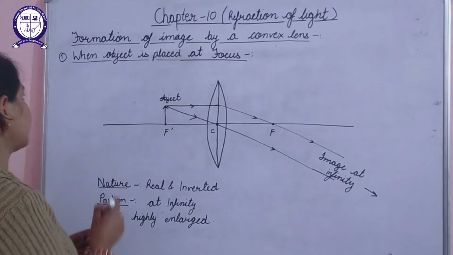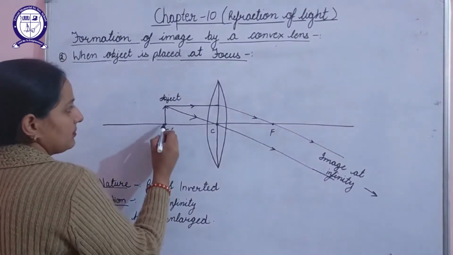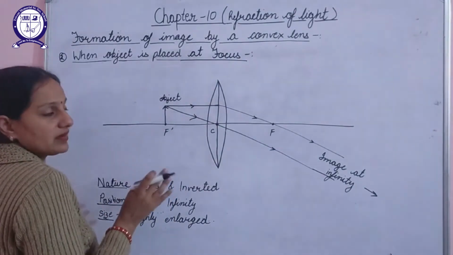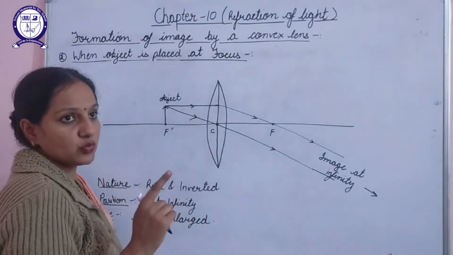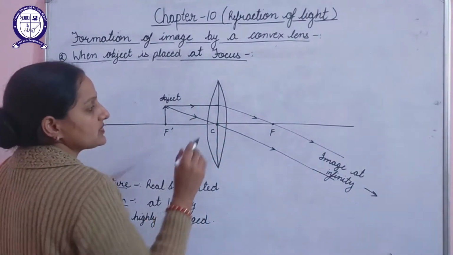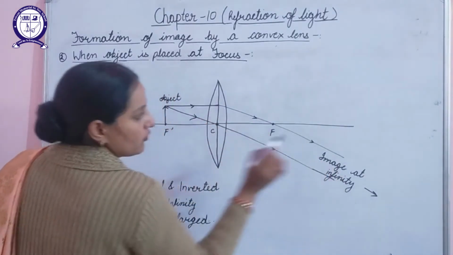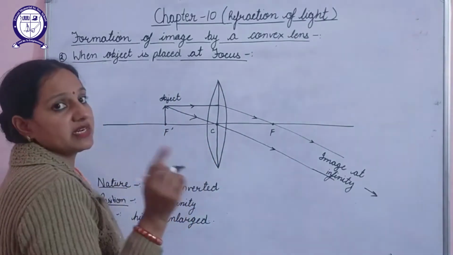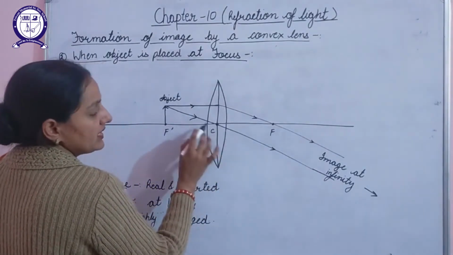Next is the second case, when the object is placed at focus. If I place the object at focus, we'll draw the ray diagram in a similar manner. One ray of light will be parallel to the principal axis. According to the rules, if a ray of light is parallel to the principal axis, after refraction through this lens, it will pass through the focus. The second ray of light is passing through the center of curvature, and according to the rules, we know that it will pass straight without any deflection.